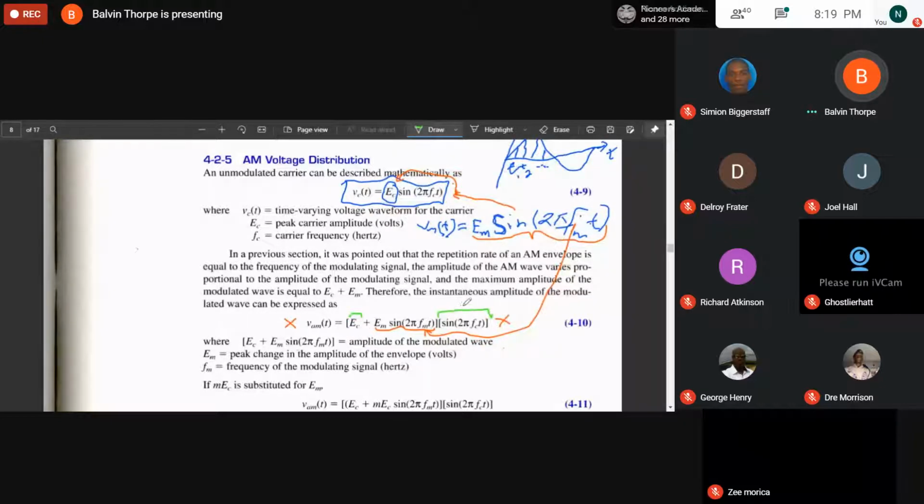See it right here? But we don't want it to get lost that the information signal in AM is only affecting the amplitude of the carrier signal.